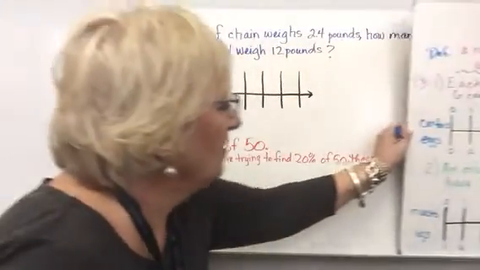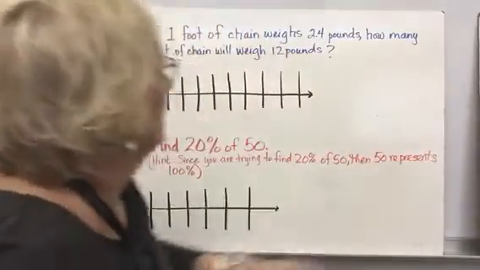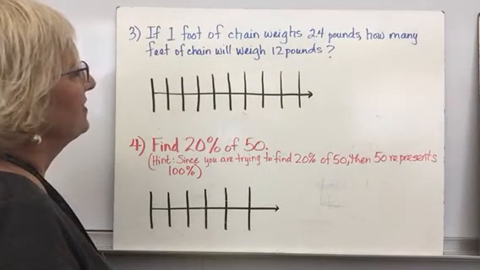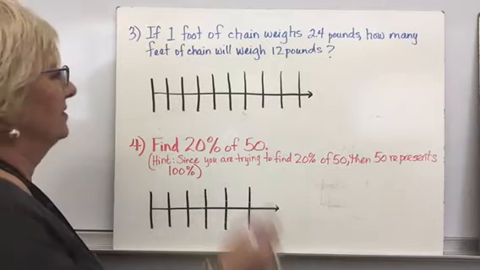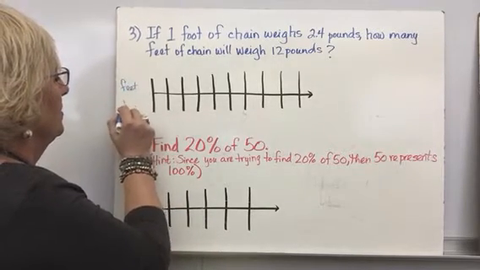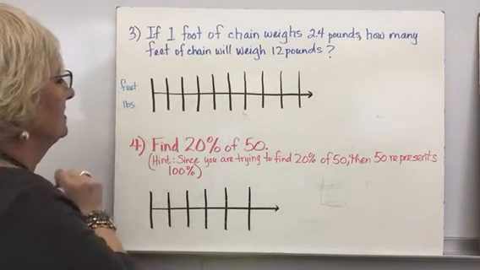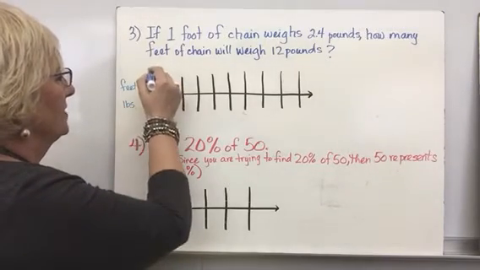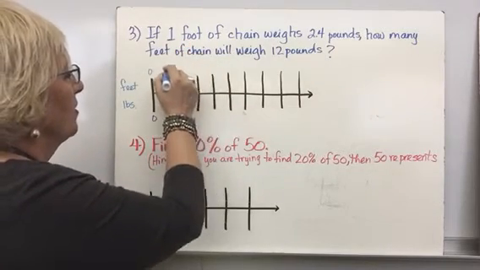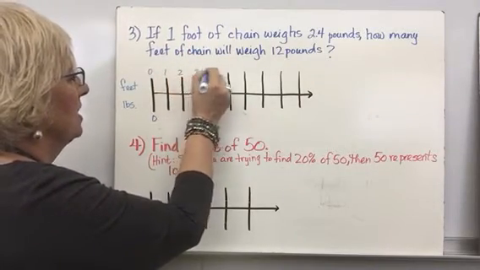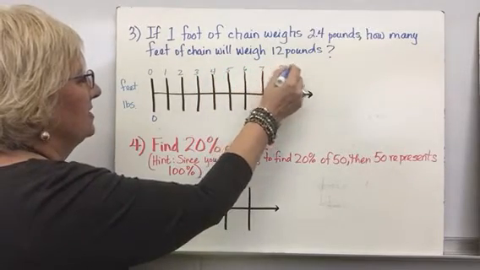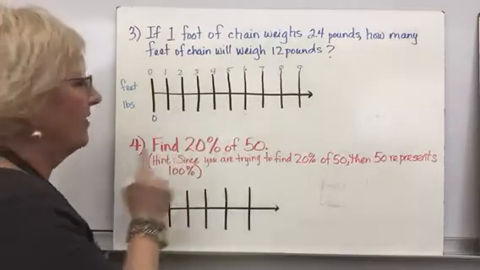It says if 1 foot of chain equals 2.4 pounds, how many feet of chain will weigh 12 pounds? So we're going to put feet to pounds. I'm going to use LBS to stand for pounds. I'll start with 0, 0. Now I'm looking at 1 foot, 2 feet, and so on. Let's go 1, 2, 3, 4, 5, 6, 7, 8, 9. I'm just counting the numbers that I have up here.